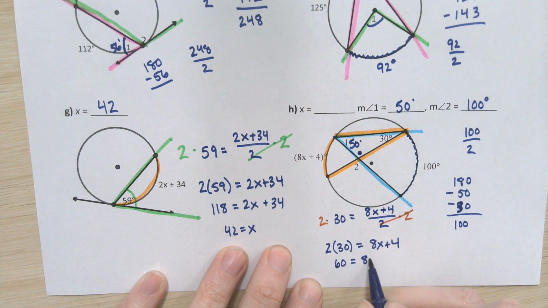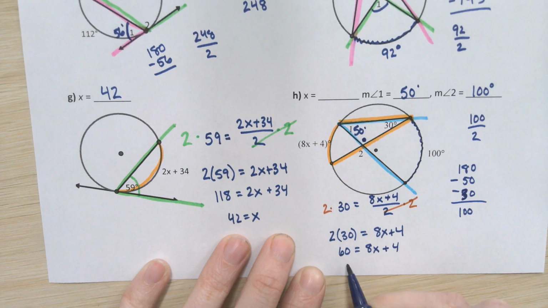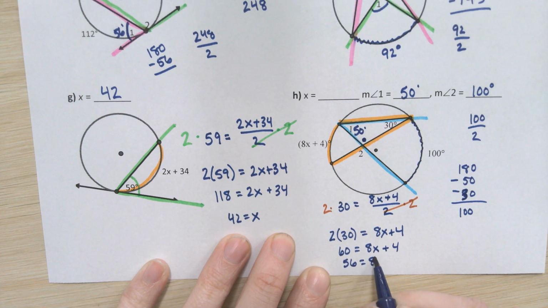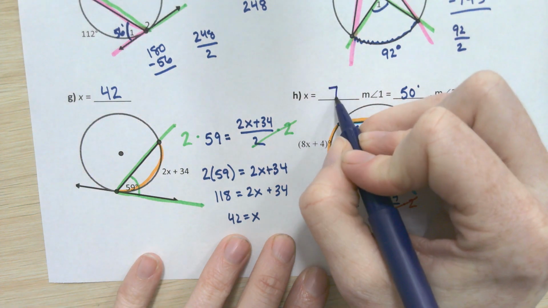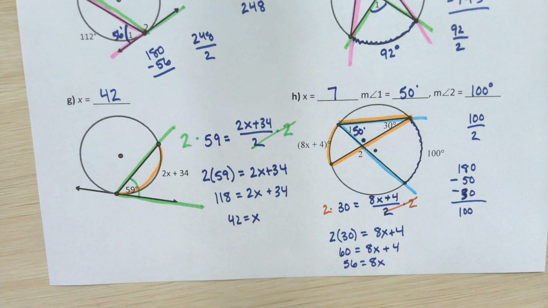60 then equals 8x plus 4. Subtracting 4 gives us 56 equal to 8x, and then we're going to divide both sides by 8, and x looks like it's going to turn out to be 7.